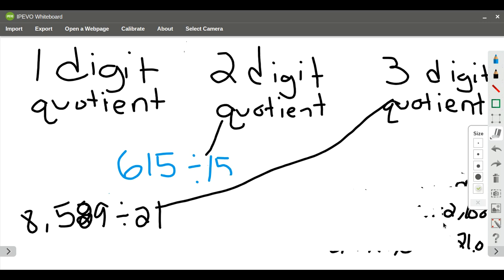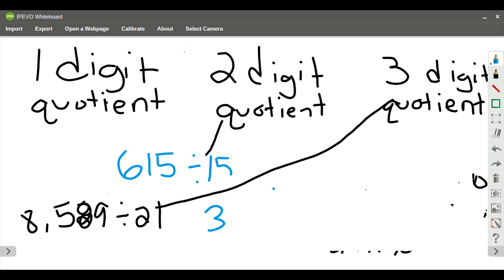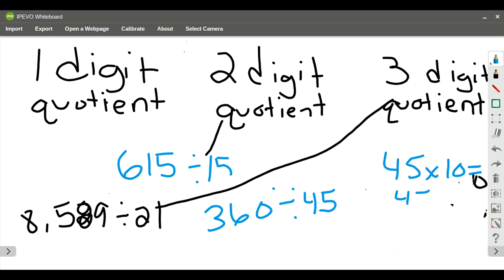The next one that I'm going to take a look at using my estimation skills is 360 divided by 45. So 45 times 10 is going to be 450. 450 is larger than 360, so it can't go in there as a two-digit quotient. This is actually going to be a one-digit quotient because the value is going to be less than 10.